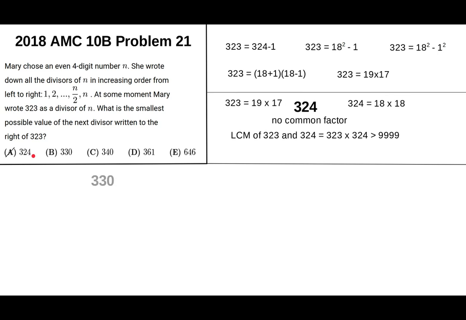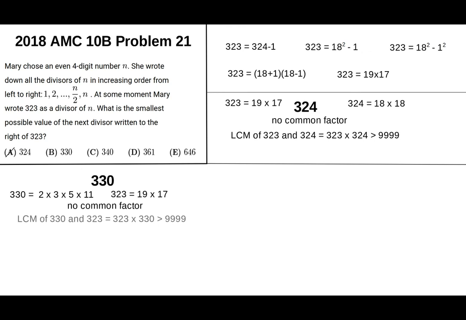Let's try 330 next. 330 is 2 times 3 times 5 times 11. 323 is 19 times 17. They don't have a common factor either, so we multiply to find the LCM. If we multiply, we find that it's greater than 4 digits too, so we can't use option B either.